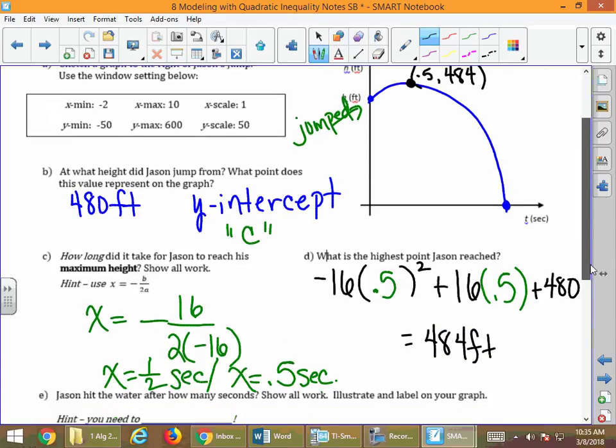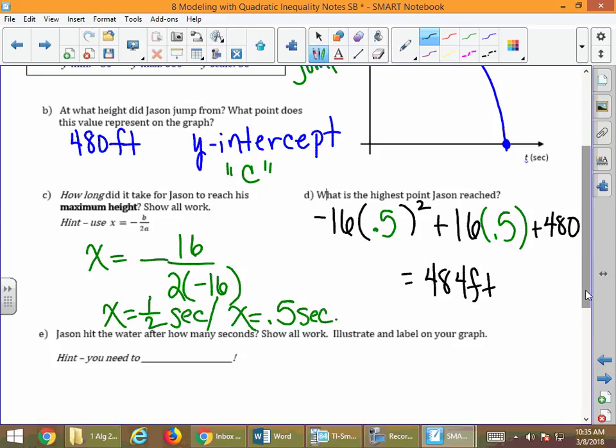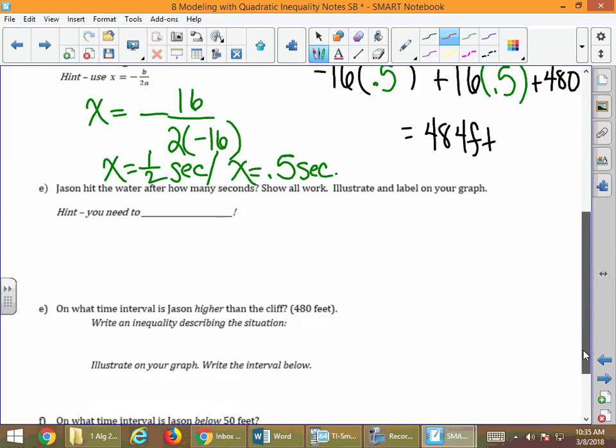And you can probably guess then what the next question is going to be. Because we have one more value, we could still see it even though I scooted the screen down a little bit. It says Jason hit the water after how many seconds? Well, Jason hit the water here. At that point. And what we need to do in this particular part is we need to factor.